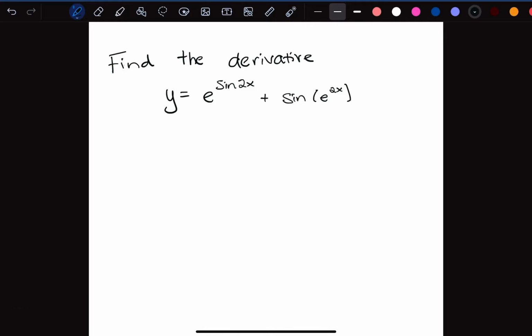So let's take a look at this problem. If we're asked to find the derivative of y is equal to e to the sine 2x plus sine e to the 2x. So looking at this problem, I don't have multiplication between my two functions, so I'm not going to really use the product rule for this problem, but what I can see is that I have a composite of a couple different functions.